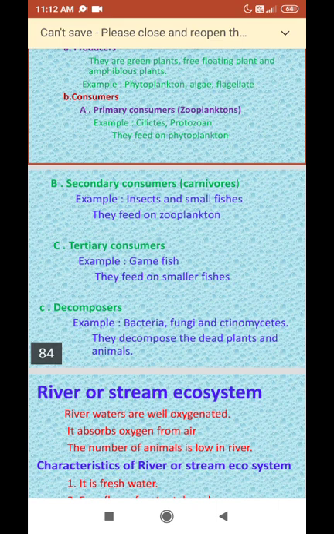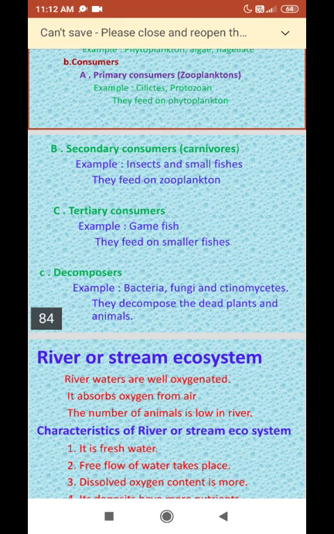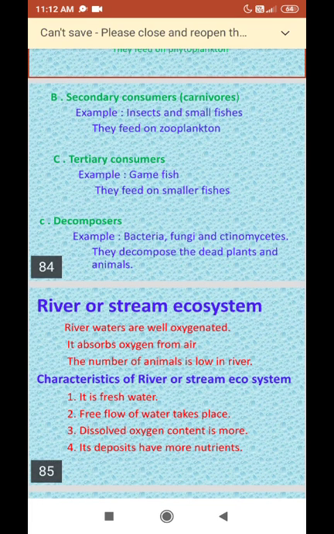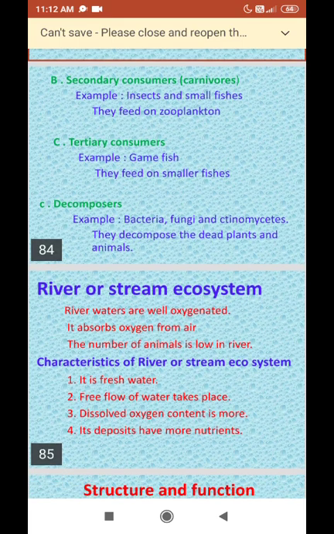The secondary consumer is also known as the carnivores. They feed on the zooplankton. Example we can say insects, small fishes. Then third one is the tertiary consumer. They feed on smaller fishes. Example, game fish eats the small fishes. And the next one, decomposer. Bacteria, fungi, and actinomycetes are the examples for the decomposer. They decompose the dead plants and animals. From that they get food over there.